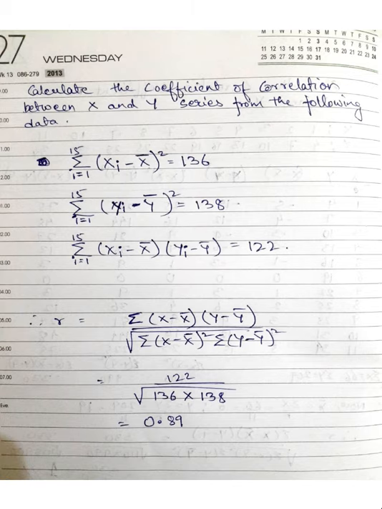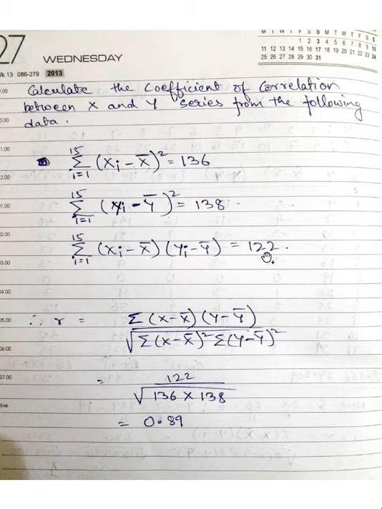So here you are given i. You don't have to be confused at all. It doesn't mean anything different. It is similar to whatever we have done. It only tells us that we have 15 observations from 1 to 15, and for that summation x minus x bar whole square is equal to 136, summation y minus y bar whole square is equal to 138, and summation x minus x bar into y minus y bar is equal to 122.